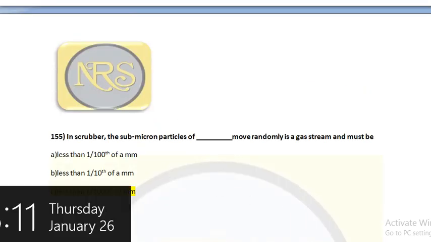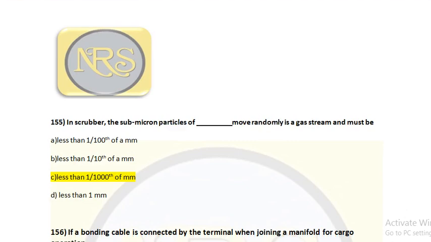Question number 155. In scrubber, the submicron particles of gas move randomly in a gas stream and must be. This sentence is taken from somewhere in the code in between. Option A, less than 1 by 100 of a mm. Option B, less than 1 by 10 of a mm. Option C, less than 1 by 1000 of a mm. Option D, less than 1 mm. The correct answer is less than 1 by 1000 of a mm. Option C is the correct answer for question number 155.